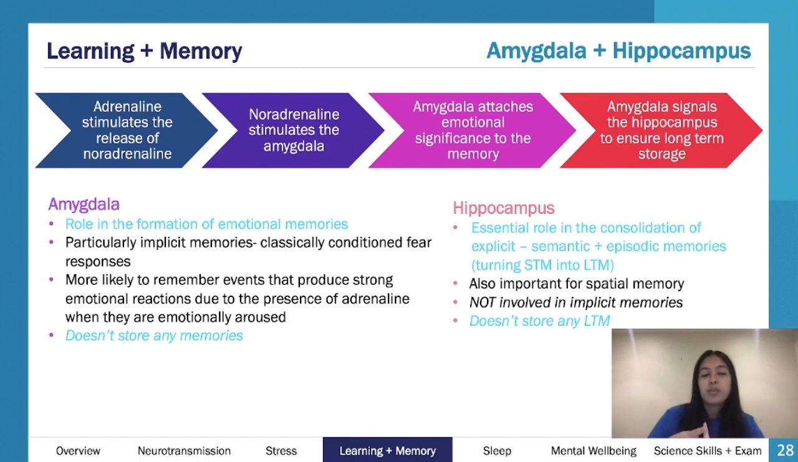A really, really important point: the amygdala and hippocampus are very important with consolidation of memories, not with storage. They do not store. They're just like little intermediate checkpoints that your memories pass through, but they don't stay there.